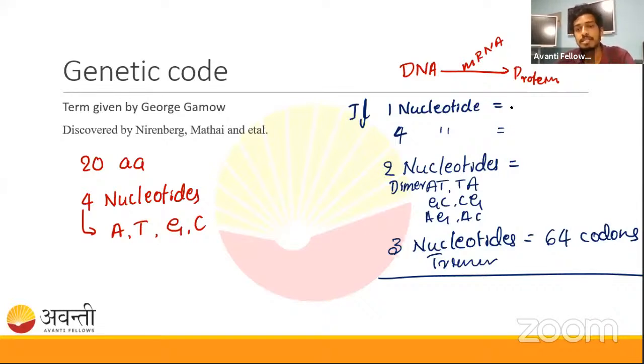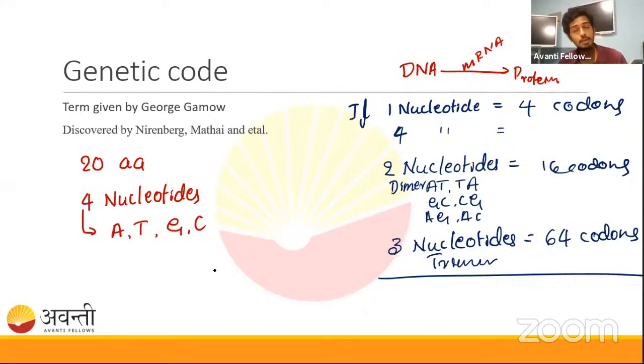So total, he would say that with one nucleotide we will get only 4 codons. This is not at all possible. With 2 nucleotides we will get 16 codons. This is also not possible. But 3 nucleotides will give 64 codons. That means it will be possible. So that's where he concluded that 3 nucleotides are present. These 3 nucleotides code for the 64 codons.